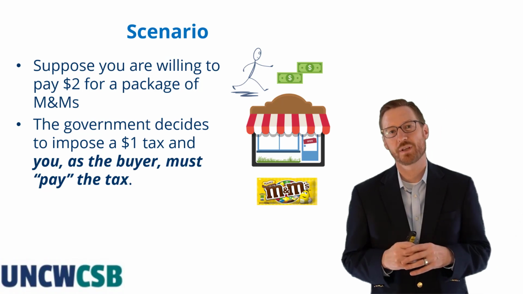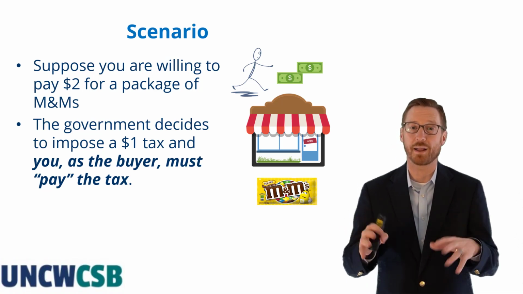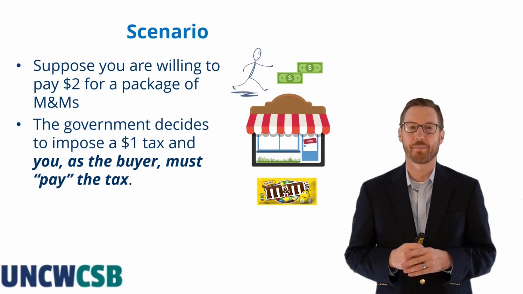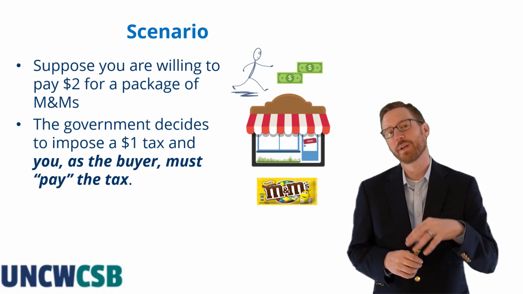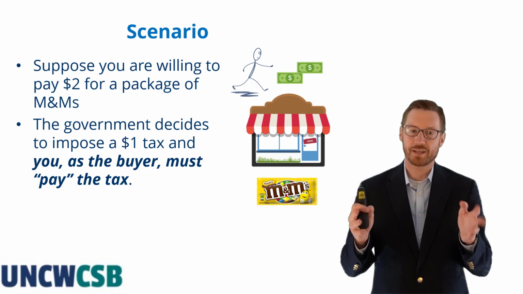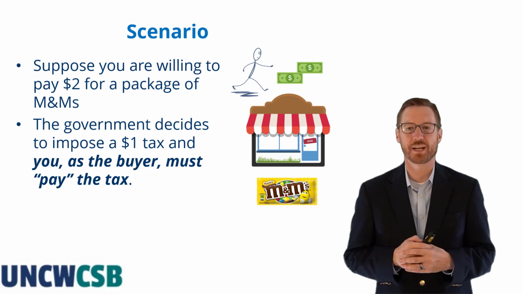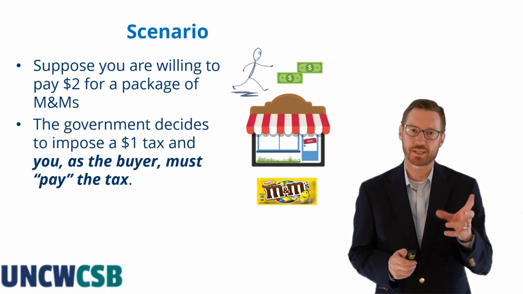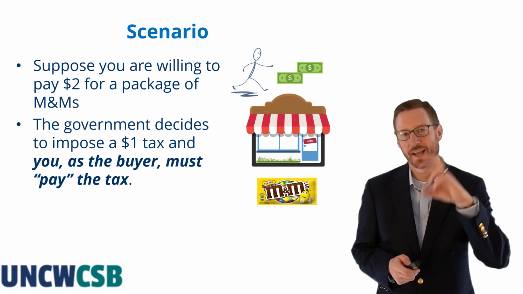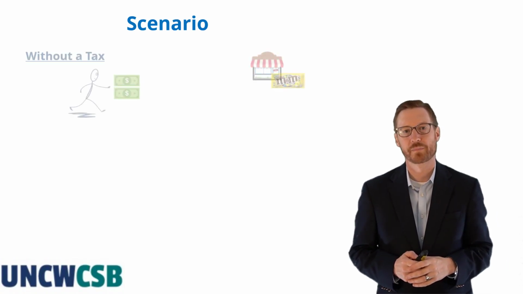So suppose that you want to buy some M&Ms and you're willing to pay $2 per package for M&Ms. But the government decides to impose a $1 tax. So as the buyer, you have to pay the tax. What does this scenario look like? So let's look at it without taxes and then with taxes, and then we'll look at it in a diagram.